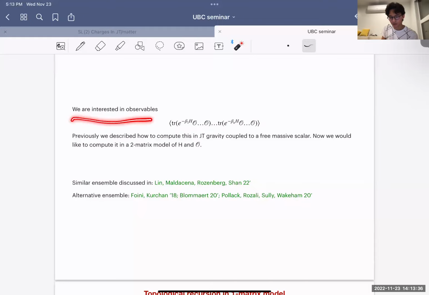So to remind you, we are interested in these observables. We described them in JT gravity coupled to a scalar field. And now we would like to compute them in a two matrix model of H and O. So now we propose that both the Hamiltonian and the matrix O are random matrices, and they are simultaneously drawn from some ensemble. Some similar ensembles have been discussed in the literature. Recently, Lin, Maldacena, Rozenberg, and Shan discussed a similar ensemble in some supersymmetric models in the states of zero energy, though their ensemble was just Gaussian for this matrix O.